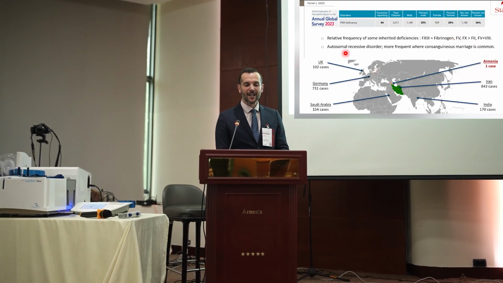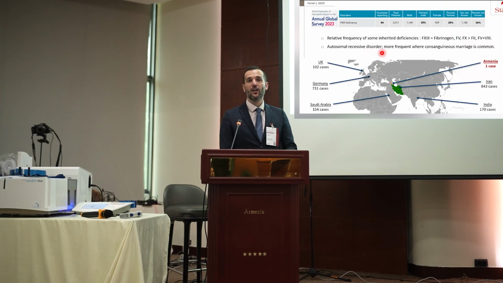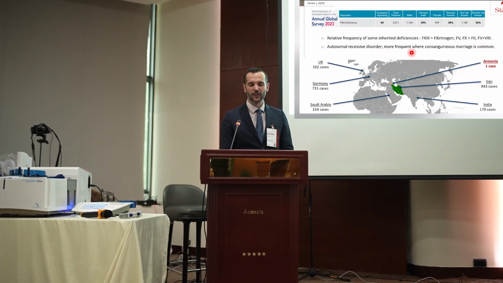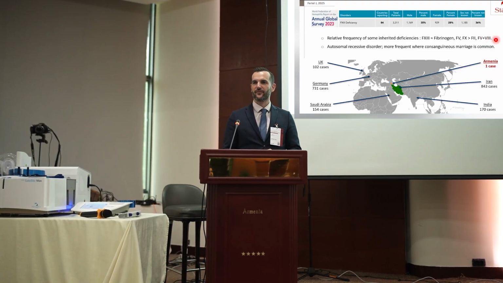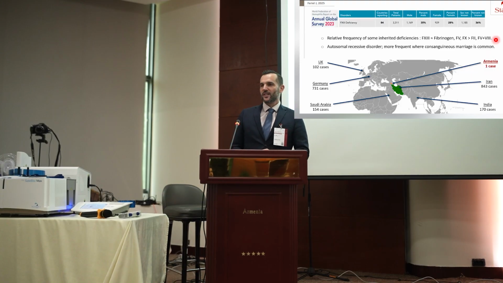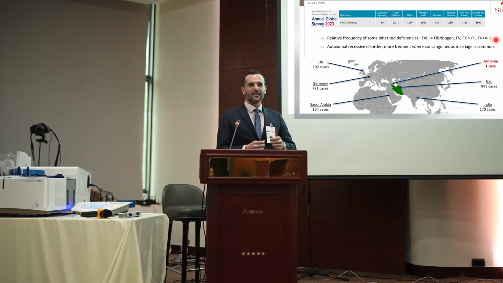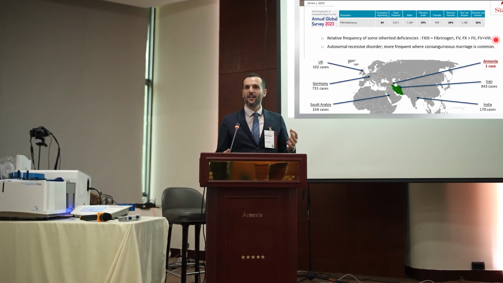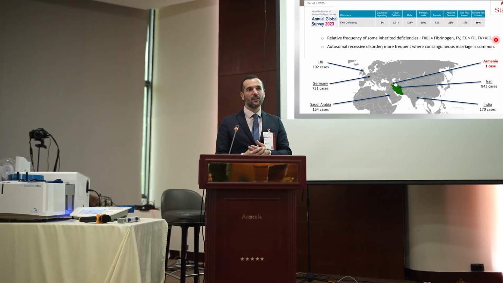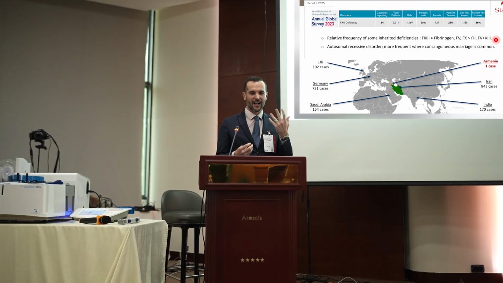It is an autosomal recessive disorder. What does it mean? As usual, it means that it is more frequent where consanguineous marriage is common. So in Armenia, so far, in this database, there is only one case. It's impossible to say if it is because in your country there are almost no cases, or unfortunately, some patients maybe are not diagnosed because it's very complicated to diagnose.